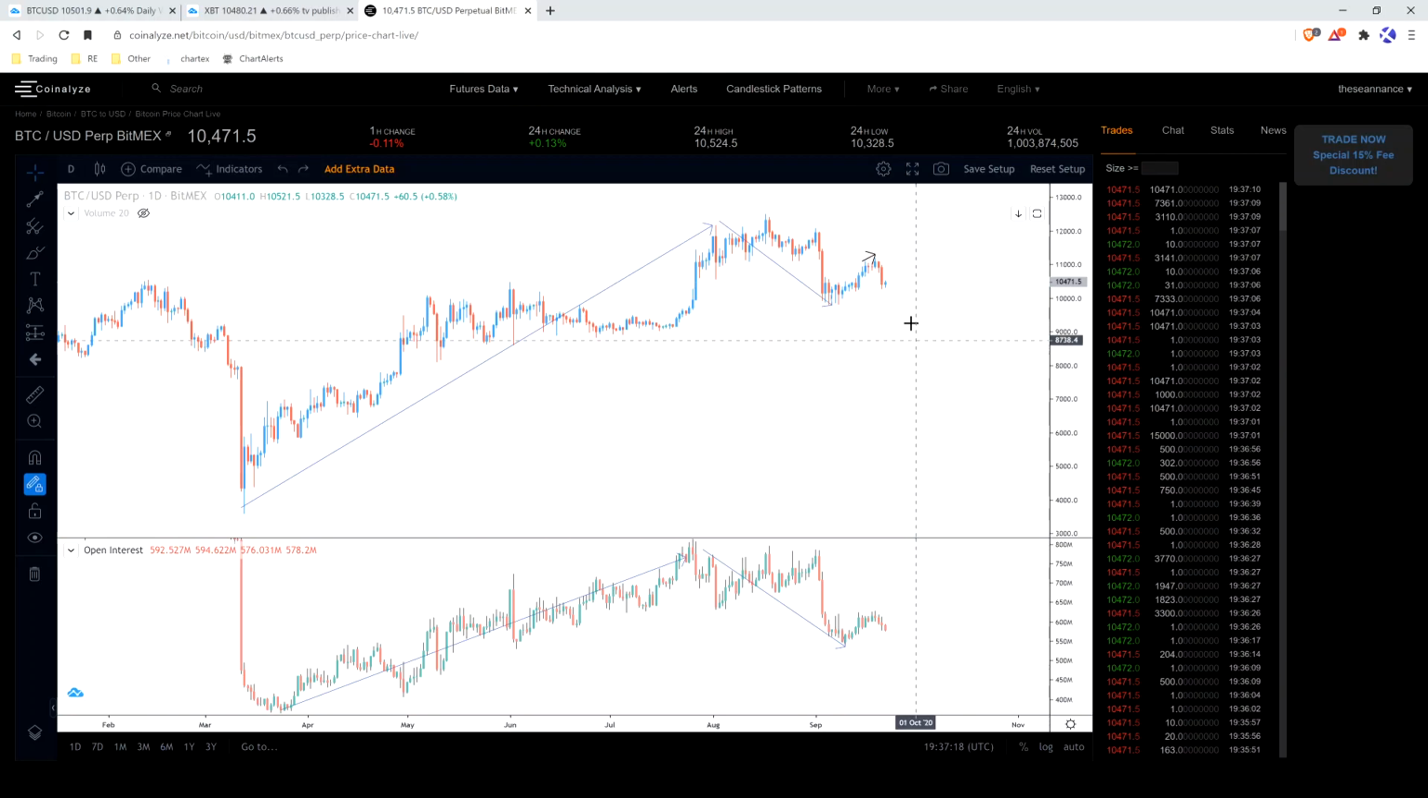I don't believe that we're currently at a level where people are interested in opening new spot or long positions, and that's supported based on the activity we're seeing on the open interest as well.